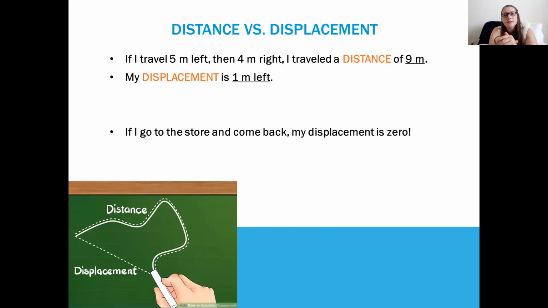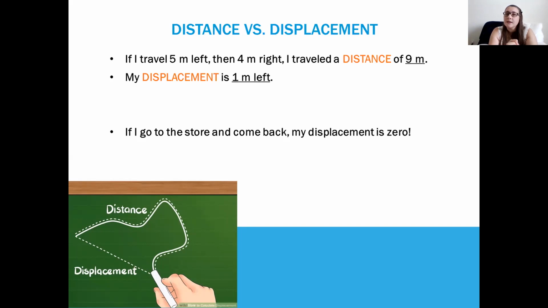Okay, so this idea of distance versus displacement, I wanted to hit on this a little bit harder, because displacement is not a word that you commonly hear, I suppose, unless you're being displaced from somewhere, which is a little bit different connotation. So if I travel 5 meters to the left and then 4 meters to the right, I traveled a distance of 9 meters. 4 plus 5 is 9. So distance refers to the total distance that you have traveled. All of the paths that you take added together is your distance.